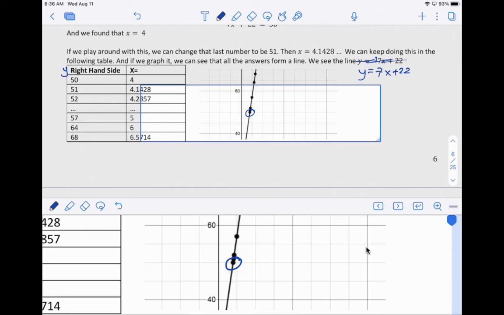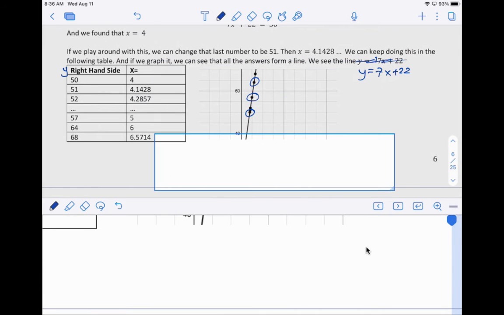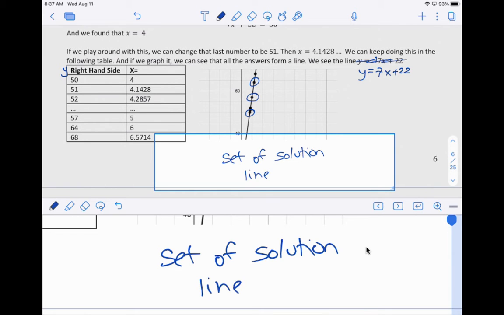That gave us 50. If you go to x equals 5, you get 57. If you went to x equals 6, you get 64. Okay, and so on and so forth. And if you keep plotting all of these, because we don't have to have the in-between point, right? If I want the right-hand side to be 51, that's going to be a decimal. But I get a line. And so what we call this is called the set of solutions that create a linear line.